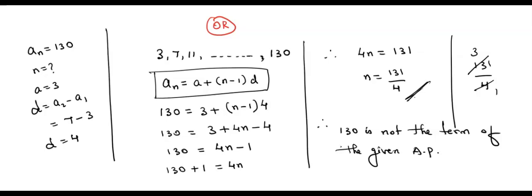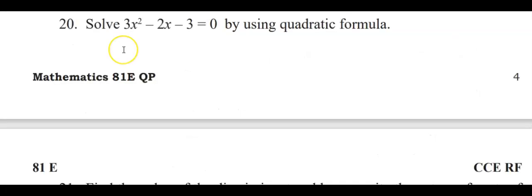Very good. Now let me solve the next problem. Solve 3x square minus 2x minus 3 is equal to 0 by using the quadratic formula. Next, question number 20. The equation given is 3x square minus 2x minus 3 is equal to 0. We have to solve this by using the quadratic formula.